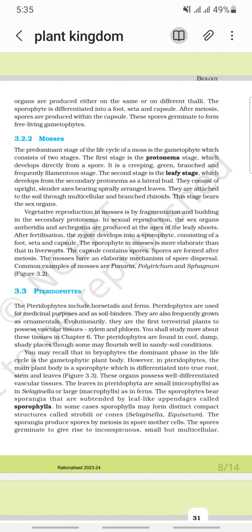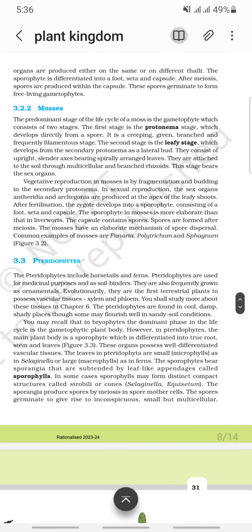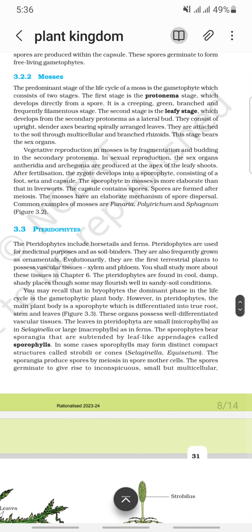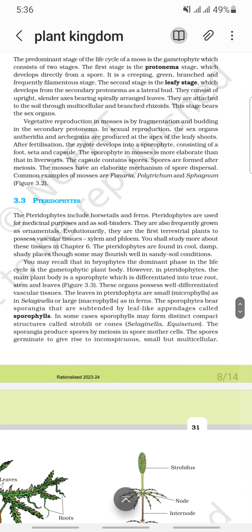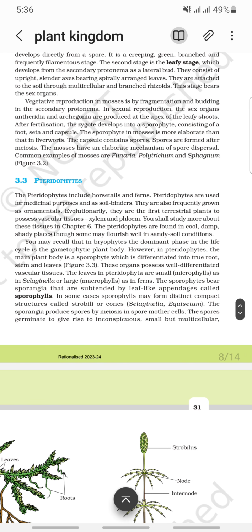They consist of an upright slender axis bearing spirally arranged leaves. They are attached to the soil through multicellular and branched rhizoids. This stage bears the sex organs. Vegetative reproduction in mosses is by fragmentation and budding in the secondary protonema. In sexual reproduction, the sex organs antheridia and archegonia are produced at the apex of the leafy shoots.